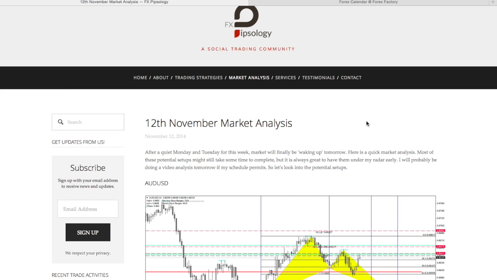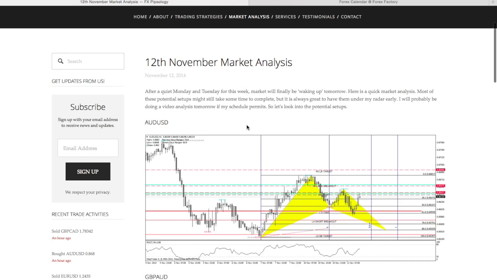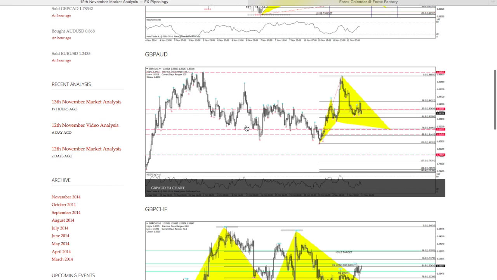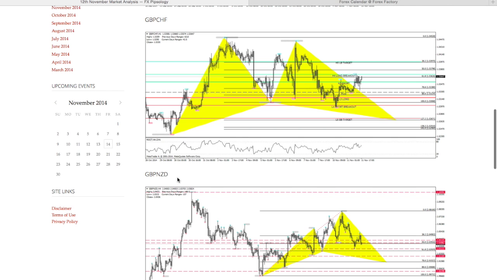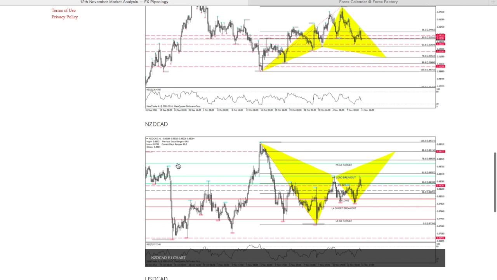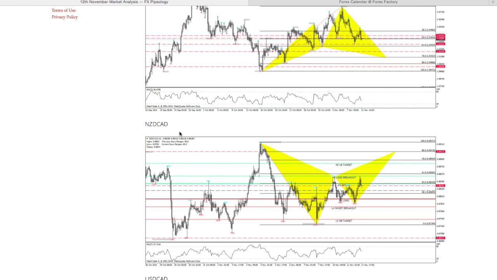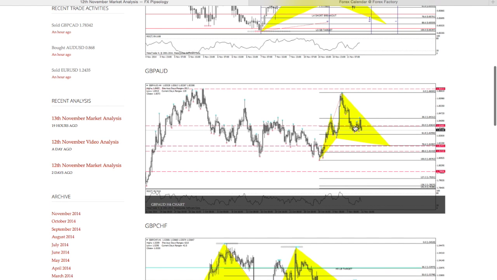Right, so to just start off, on 12th of November, I actually did some market analysis and shared that the potential pattern setting up on pound Aussie as well as pound New Zealand, as well as the New Zealand CAD pair itself, right? So if you look at it, these three trades actually were invalidated and our stops were hit, right?